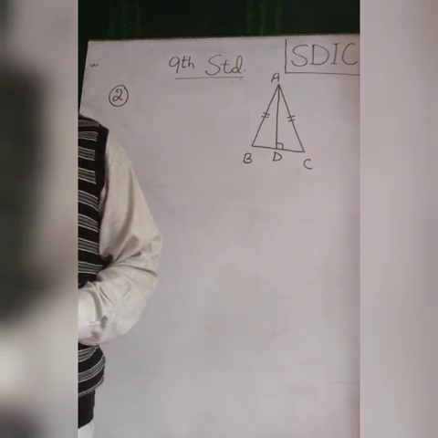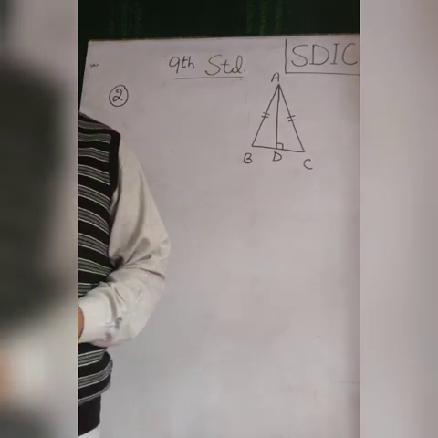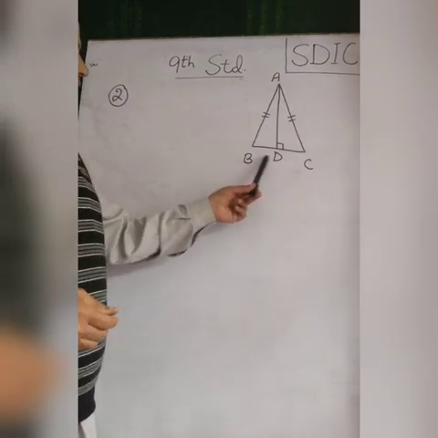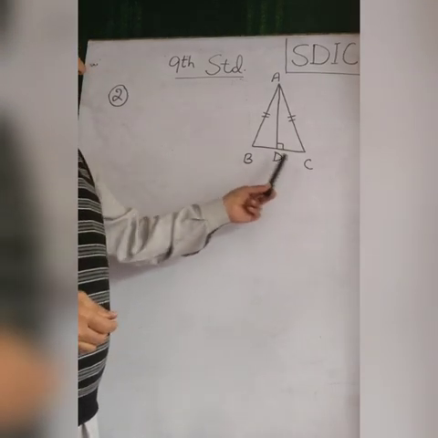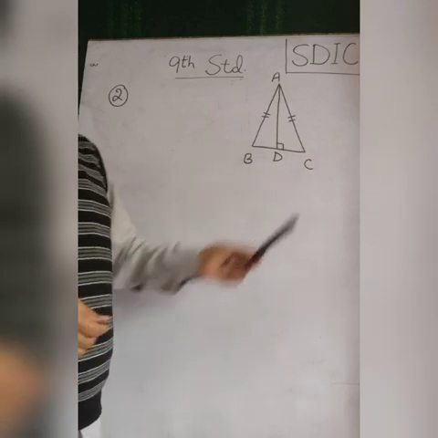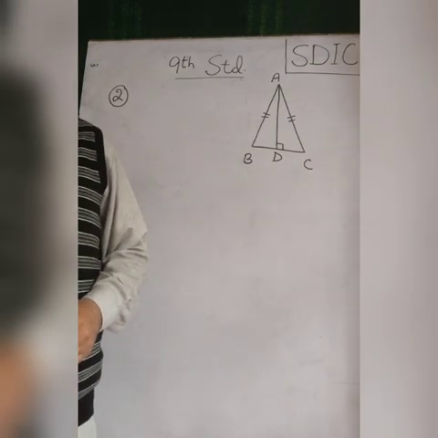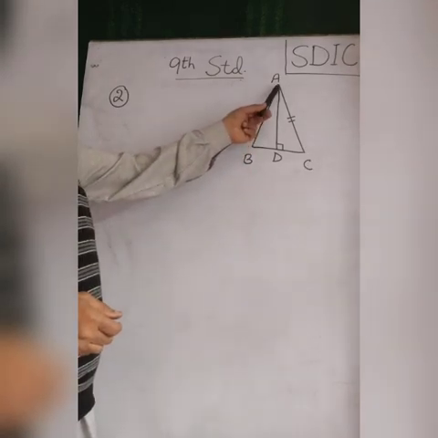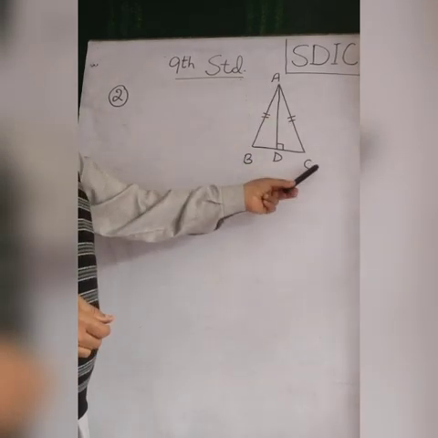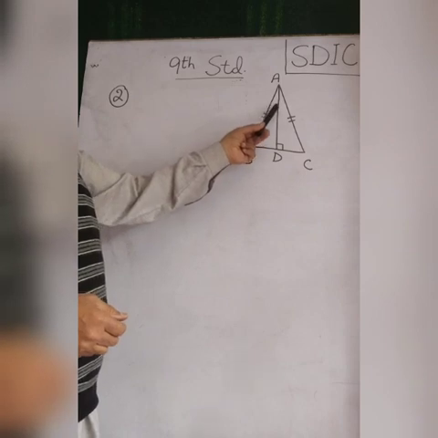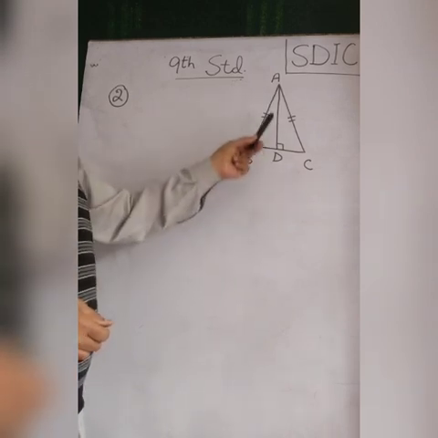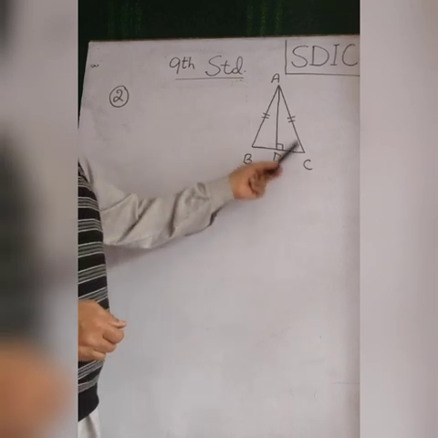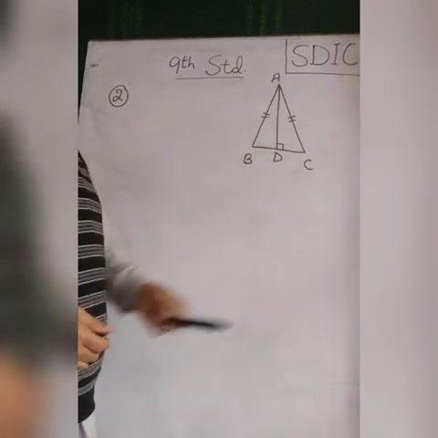We have to show 2 results. 2 results we have to prove. First, AD bisects BC. BC is divided into 2 parts here, BD and CD. We have to show these are equal. AD bisects BC. And second, AD bisects angle A. Angle at vertex A, BAC, is divided into 2 parts by AD. We have to show those also are equal. AD bisects BC in the first part, AD bisects angle A in the second part. We have to prove.